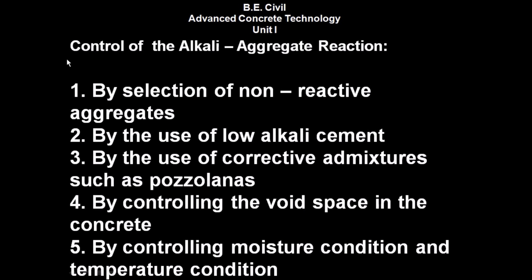Now we will see how to control the alkali aggregate reaction. First, by selection of non-reactive aggregates. Second, by the use of low alkali cement. Third is by the use of corrective admixtures such as pozzolanas, like fly ash. Fourth is by controlling the void space in the concrete. Fifth is by controlling the moisture condition and the temperature condition.